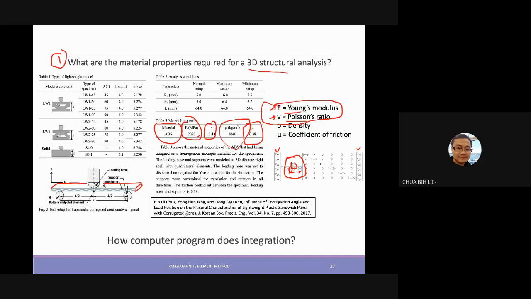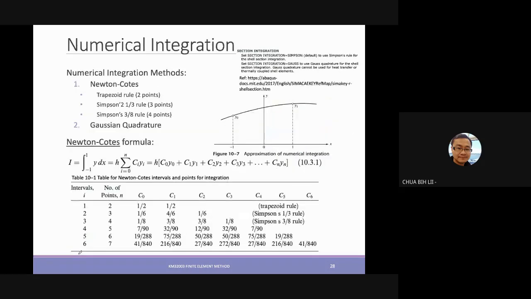So next would be the second question. How does a computer do integrations? Because we have mentioned that you have to integrate with respect to body, volume, or surface. So how does a computer actually do integrations? I believe you have learned this in numerical methods.